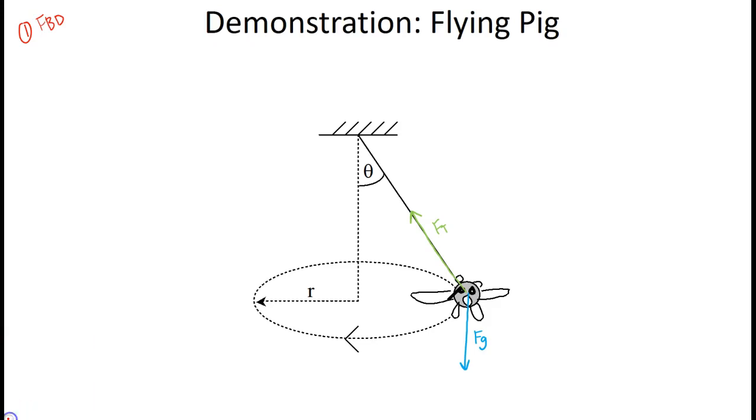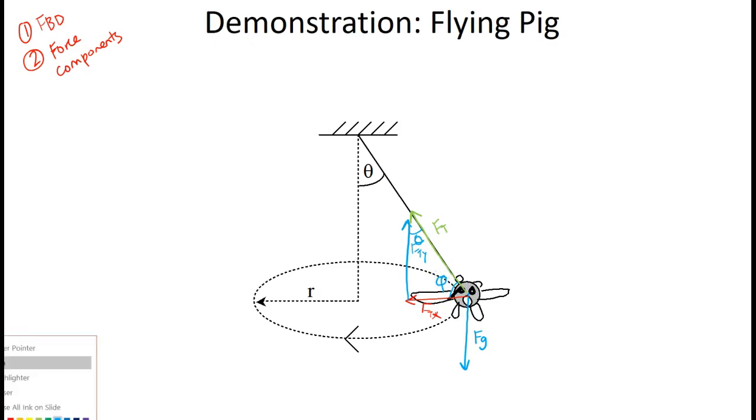Number 2 is our force components. Okay, so I'm going to break down FT. I'm going to break FT into FTX and FTY, and because of geometry, this angle here is theta, and this angle we're going to call phi. Okay, so that one's theta.